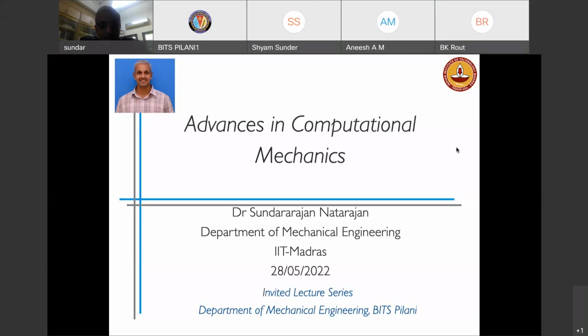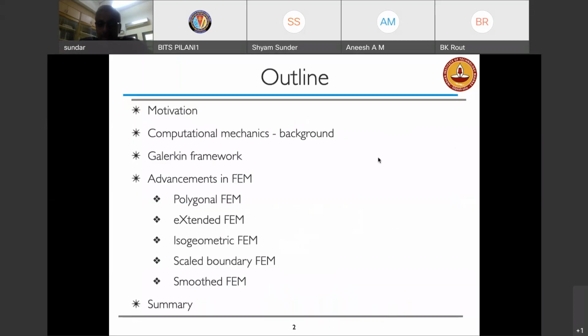Here, what I plan to do is give you a very brief overview of different techniques that people are working on, which are an improvement to the finite element method. So I'm not going to show any results or nice animation, but to expose you, to give you an idea of what the current trend is in terms of computational mechanics that people are working on. If you have any questions, you can stop me in between.